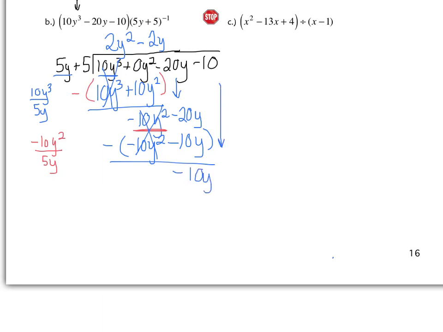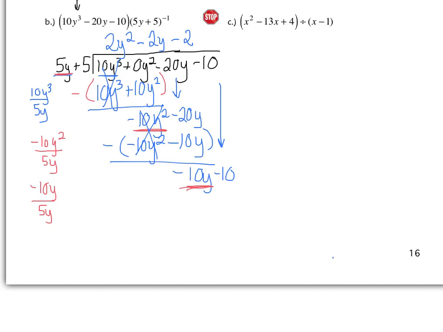Bring down the next term. It's negative 10. Again, never look back to the original. We're taking the first term here of what we got, and we're going to do negative 10y divided by this first term, 5y. Do it off to the side if you want. Put that answer up top. So negative 10 divided by 5 is negative 2. Y over y, the y's would cancel.